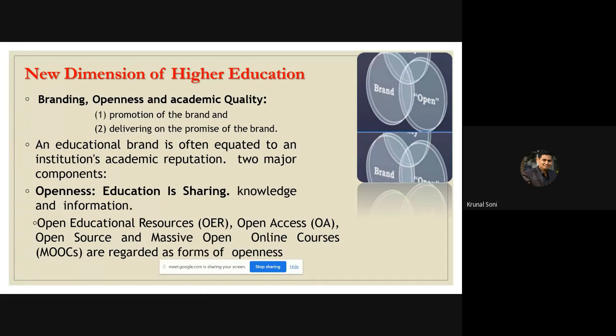So an educational brand is often equated to an institution's academic reputation, right? So we have to maintain our brand name. We have to develop our brand name, and the development of a brand name is a very time-taking process, and at the same time very hard work. We have to put in a lot of effort to bring innovativeness, openness, and technological updations into the operations or teaching that we are doing in our educational institute. So there are two major components that we need to focus on. That is openness, which in terms of education is basically a terminology of sharing knowledge, right?